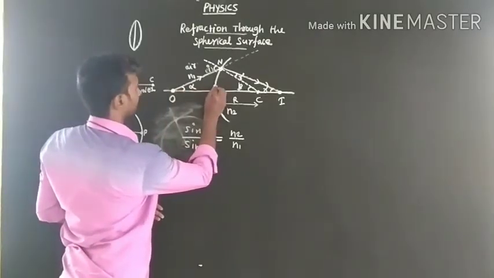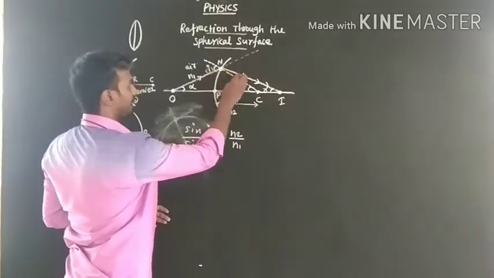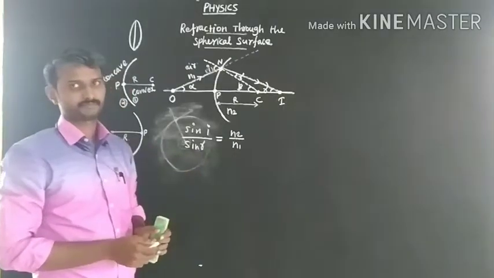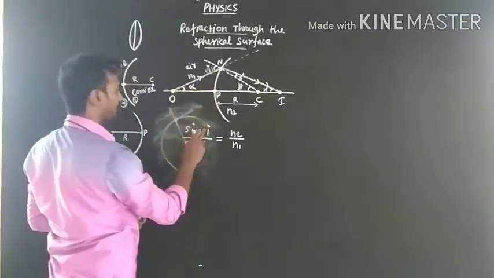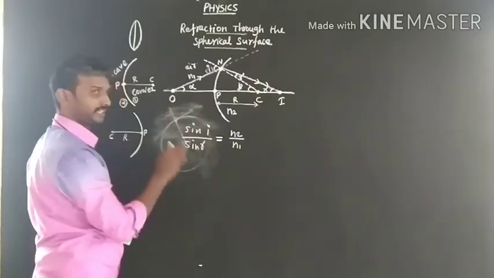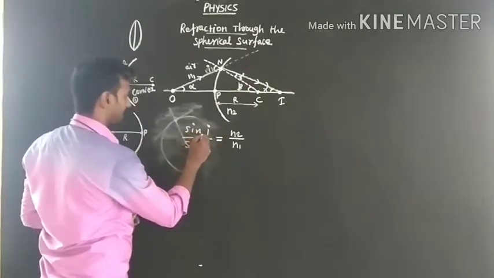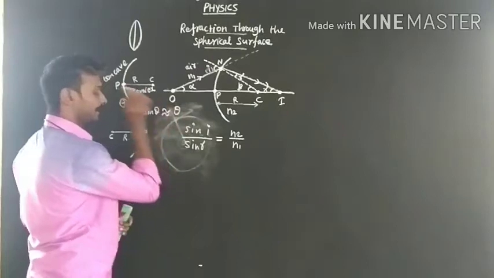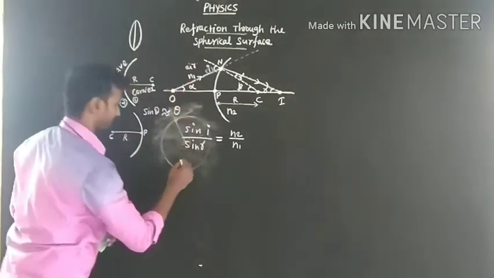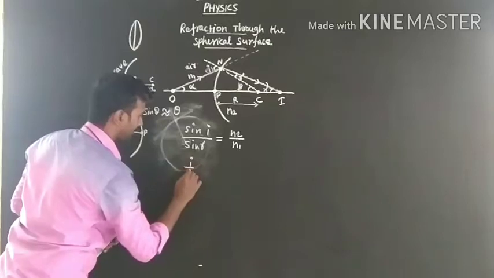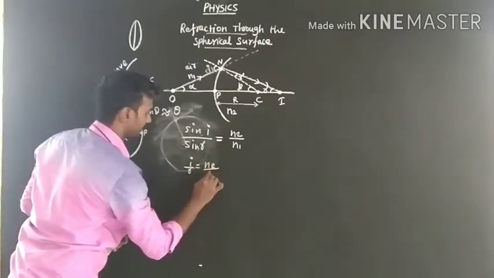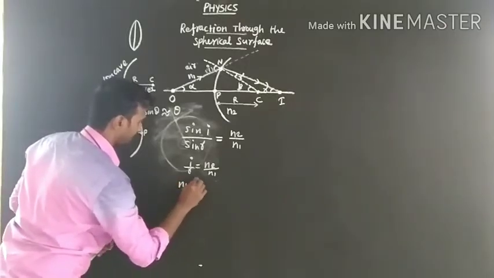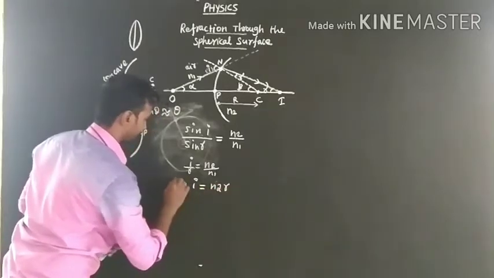Suppose we have taken it very close. Then the angle of incidence I, angle of refraction R, alpha, beta, gamma, all become smaller. So for paraxial rays, the angle of incidence I and angle of refraction R are very small. For the smallest angle, sin theta is approximately taken as theta. So for paraxial rays, this equation becomes I by R equal to N2 by N1. Therefore, N1 I is equal to N2 R.